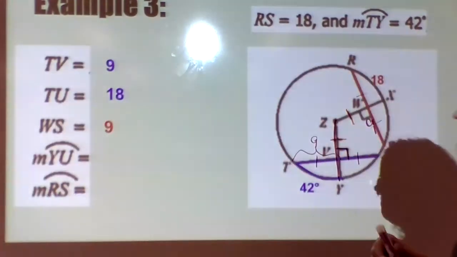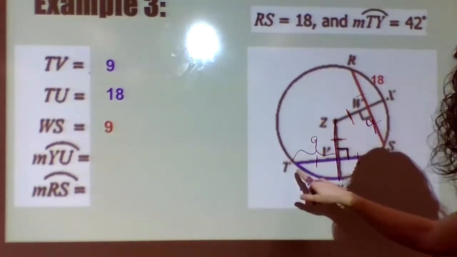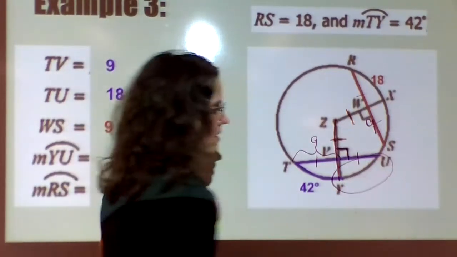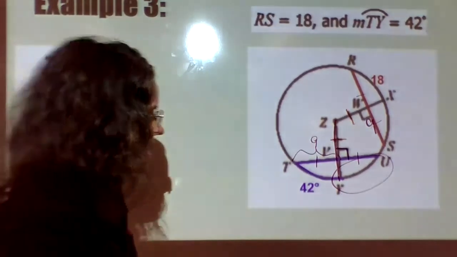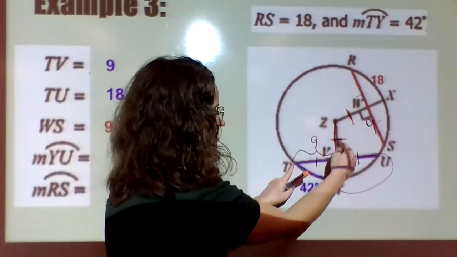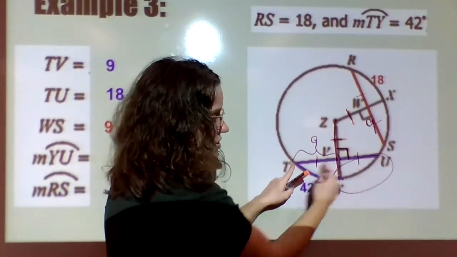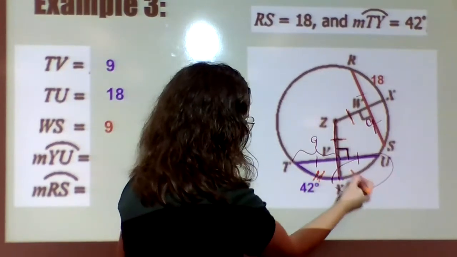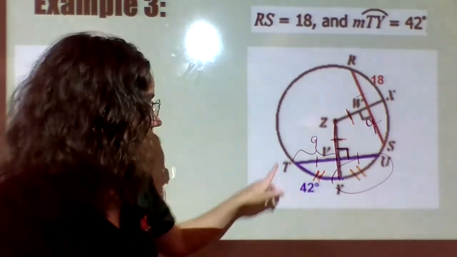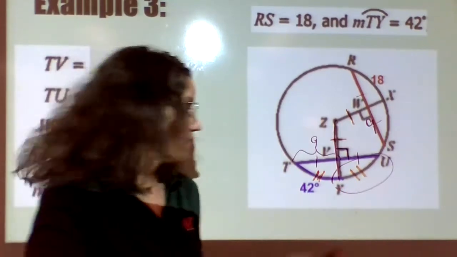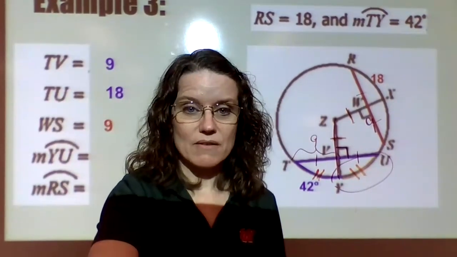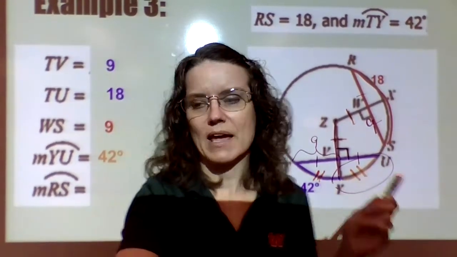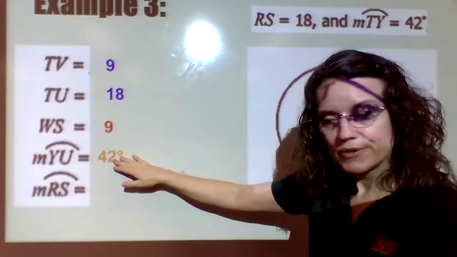So my next arc is the measure of arc YU. YU is this little guy down here. Okay, so we're looking for this one. Well, that arc is the other side of this arc. And remember, since my radius is perpendicular to the chord, it's going to bisect this arc. So this piece and this piece must be the same size. So TY is 42, therefore YU must also be 42. And so now just a bunch of colors are popping up here. Okay? And so YU had to be 42.